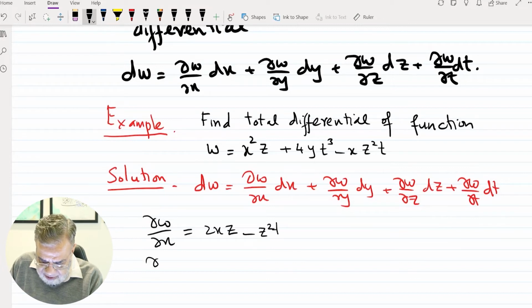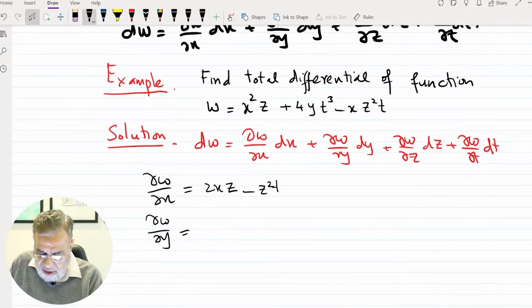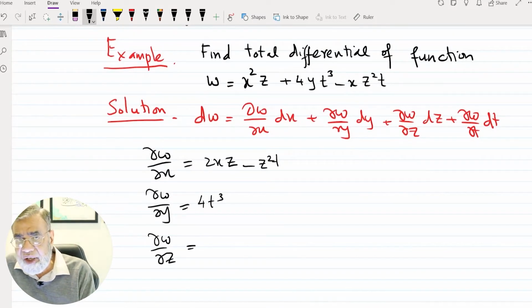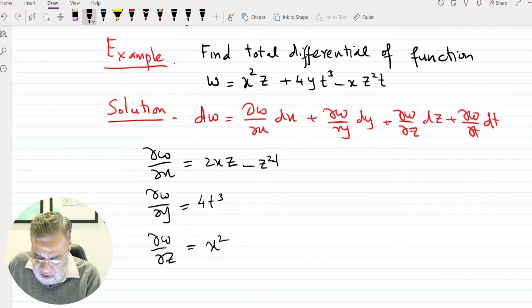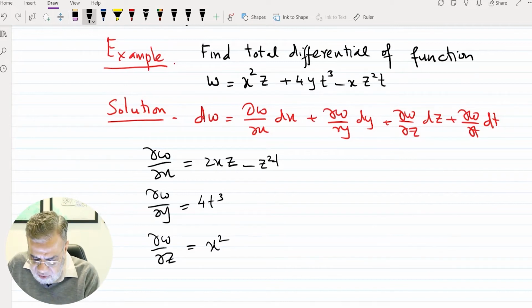Now the second is partial w partial y. In this case x is constant, z is constant, t is constant, only y is changing. There is no y in the first term, so the value will be 0; from the second term we get 4t cube. Next is partial w partial z. Now x, y, and t are constant, only z is changing. From the first term we get x squared. There is no z in the second term, so it is 0. From z squared we get 2, so minus 2xzt.